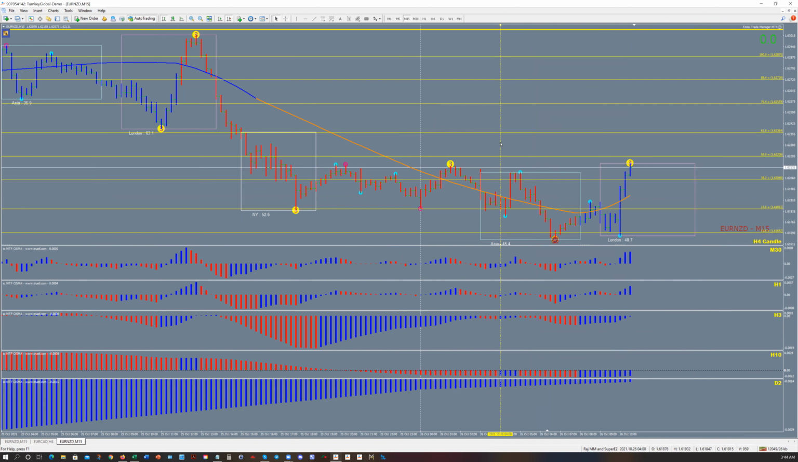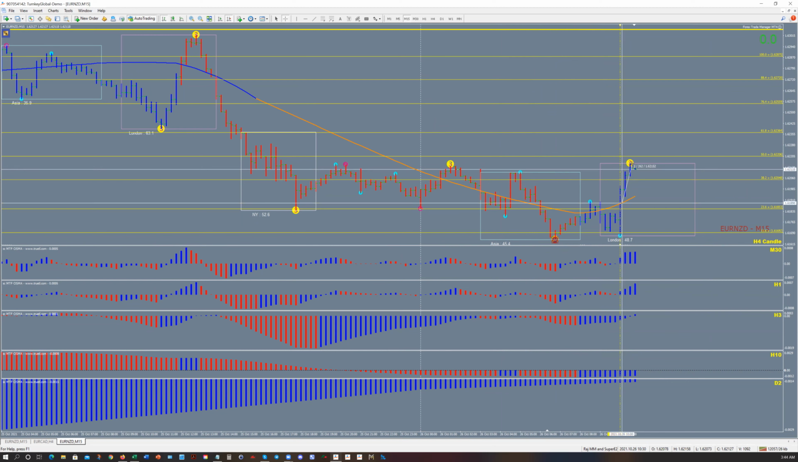Now for the long trade, that's the 1 ball retrace. I'm not taking that. You got in here somewhere. 26 pips. Okay. I'm making it simple.